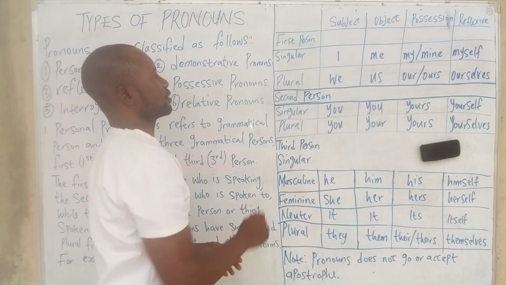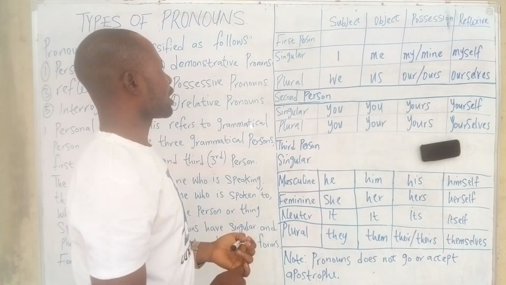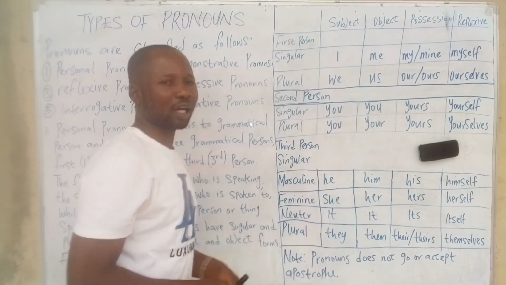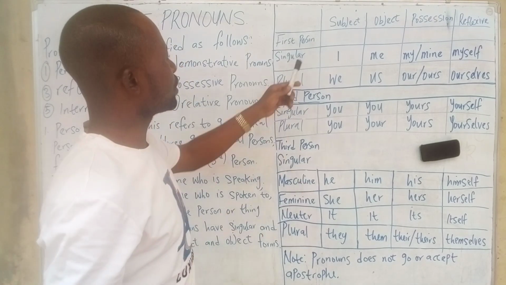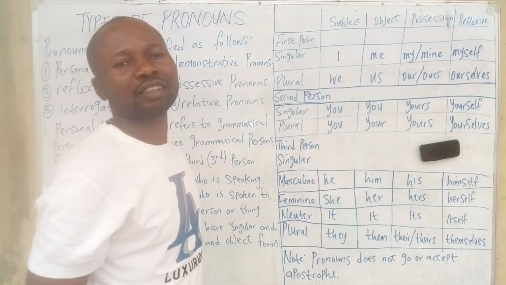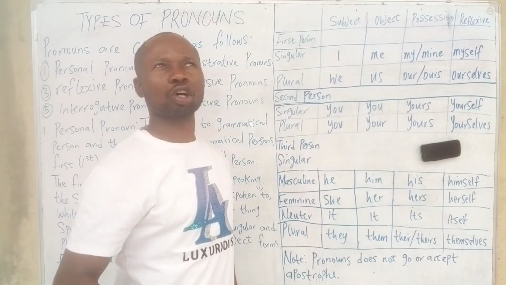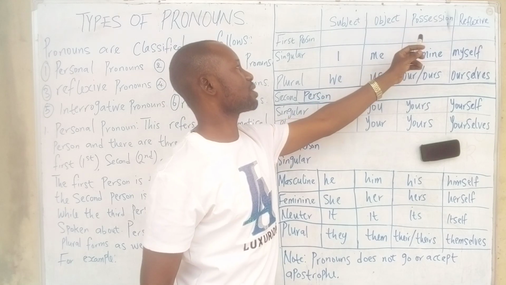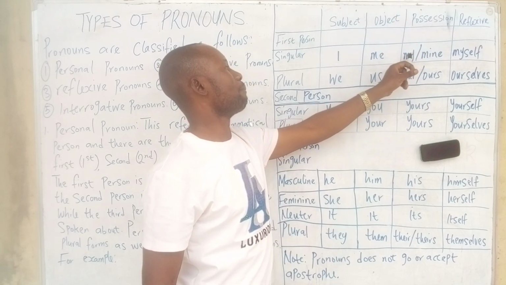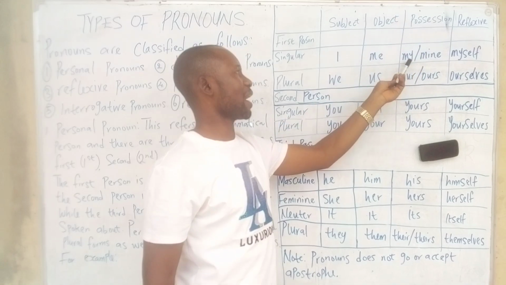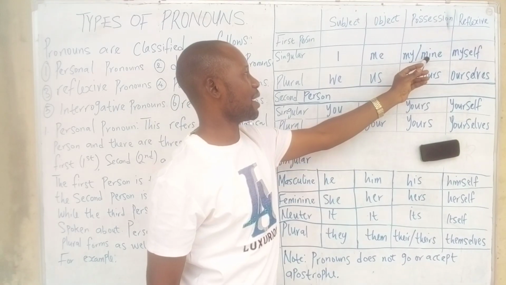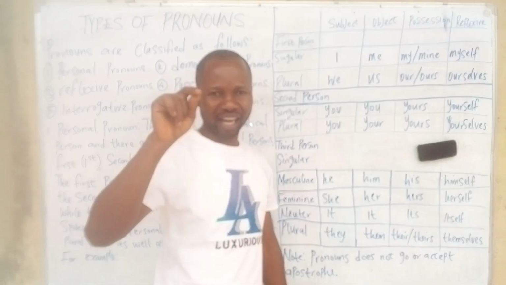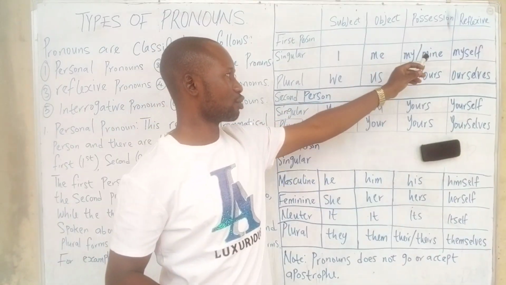So the first person only has singular and what? Plural. So the first person singular, which serves as subject, is what? I. The object, me. Possessive, sorry, possession, my or mine. This my is a noun, while this mine, M-I-N-E, is an adjective. This one is a noun, this one is an adjective.